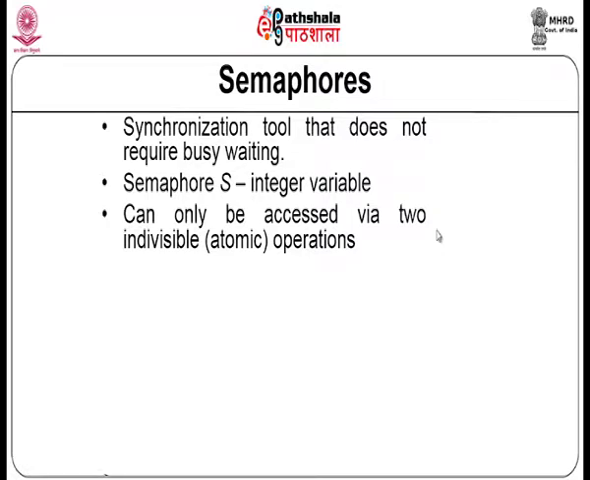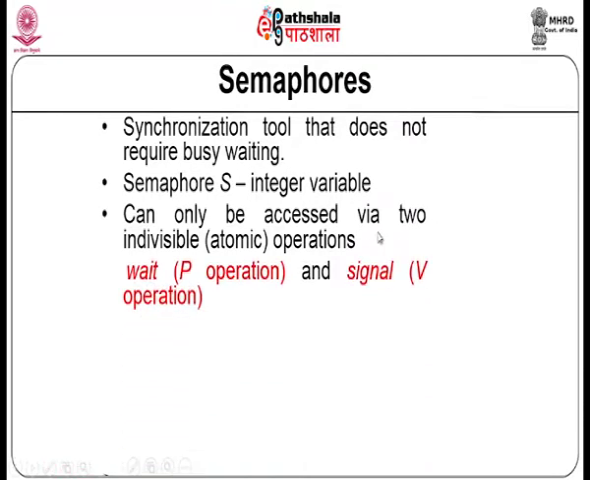This semaphore can be accessed only using two atomic operations. These atomic, or indivisible, operations that can be performed on a semaphore are called the wait operation and the signal operation. The wait operation is also called the P operation, and the signal operation is called the V operation.